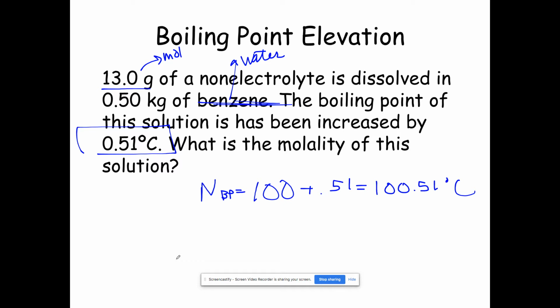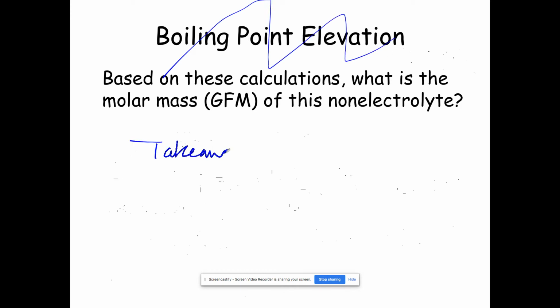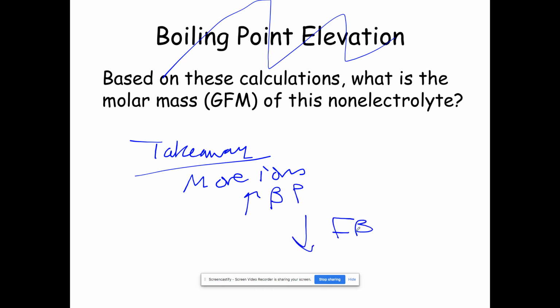I think the big takeaway from this is the more ions, the greater the boiling point and the lower the freezing point. That's called colligative properties.